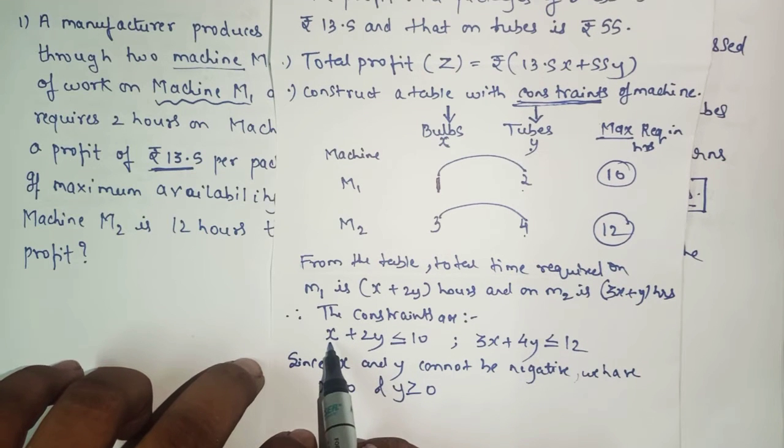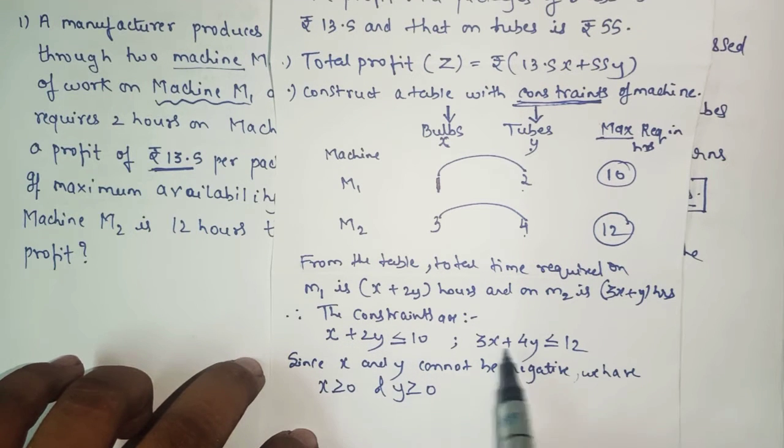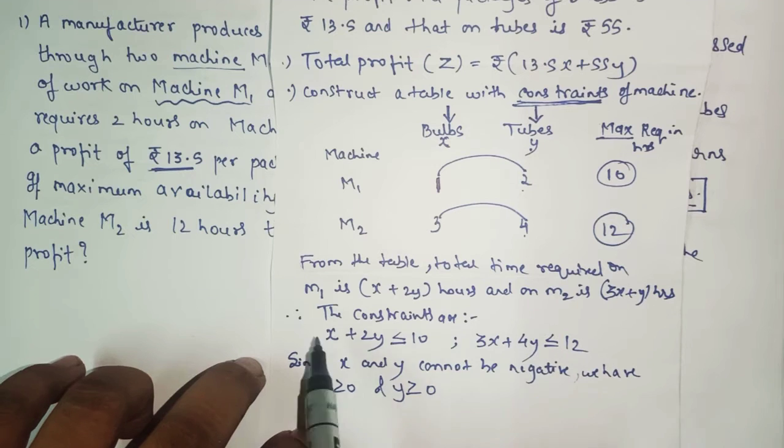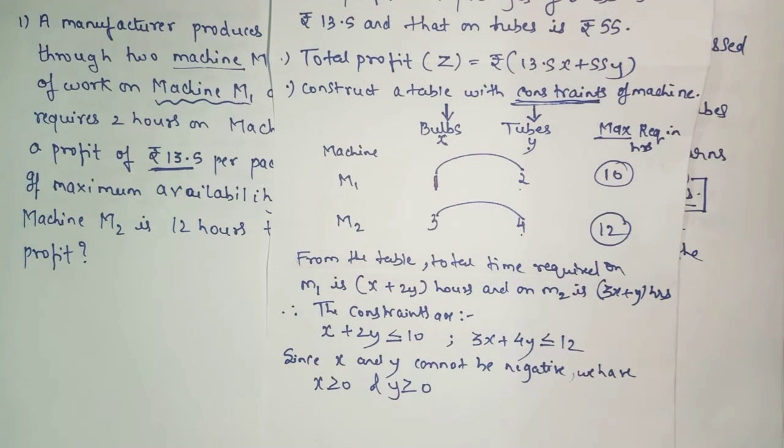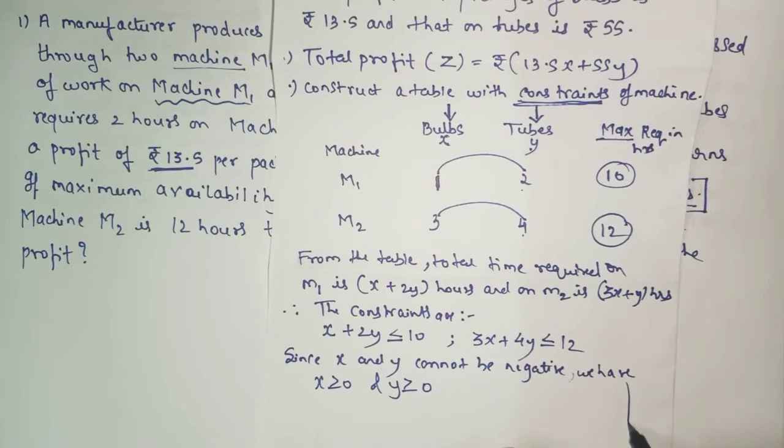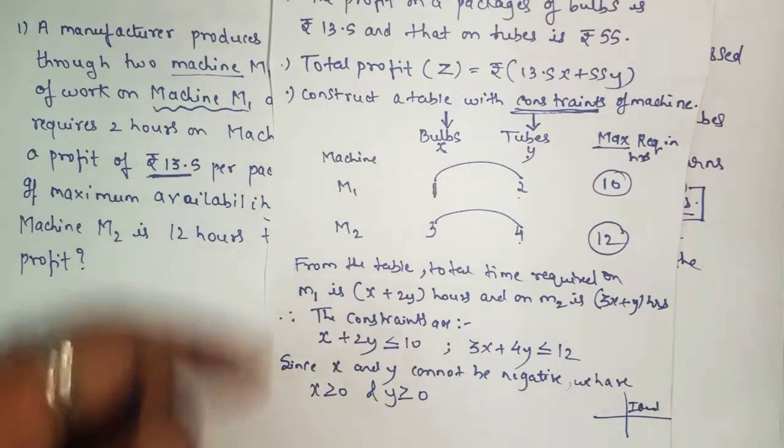When you replace the values of x and y to prepare the coordinates, you will get the answer in positive only. So if all the coordinates are positive, both x and y are positive, it means it lies in the first quadrant.